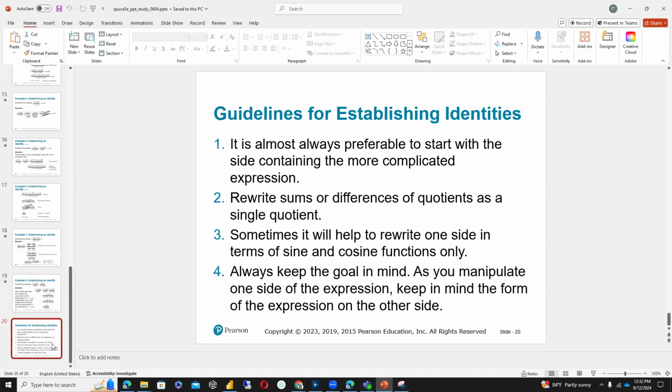I want to finish this video by talking about the guidelines for establishing identities. It is almost always preferable to start with the side containing the more complicated expression. Rewrite sums or differences of quotients as a single quotient. Sometimes it will help to rewrite one side in terms of cosine and sine functions only. Always keep the goal in mind as you manipulate one side of the expression. Keep in mind the form of the expression on the other side.